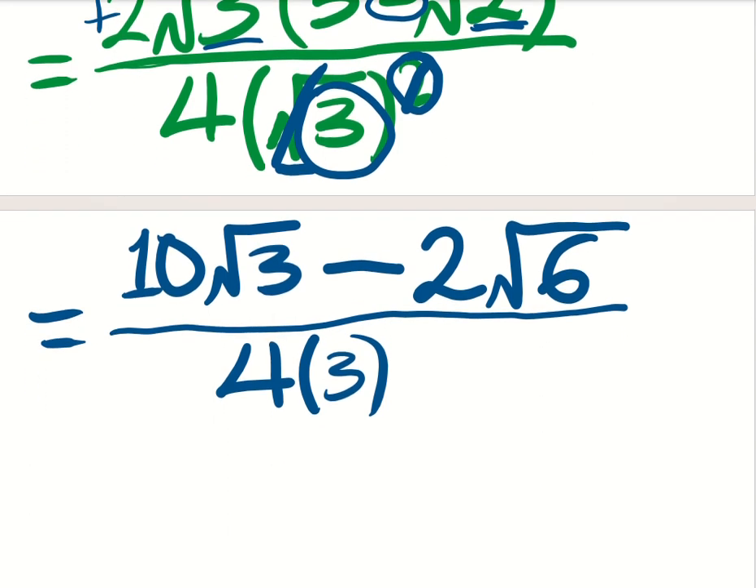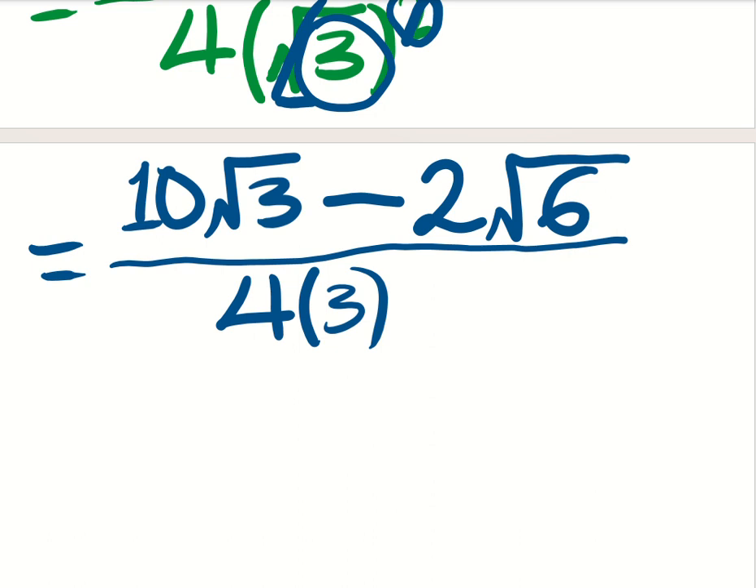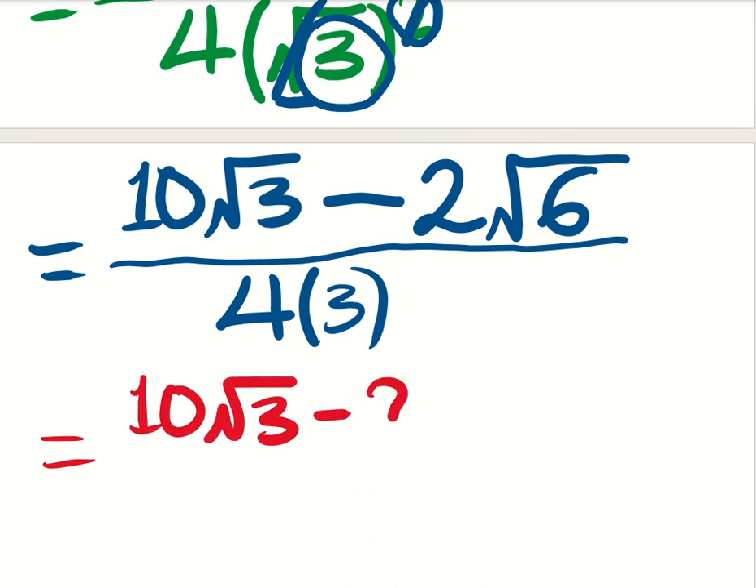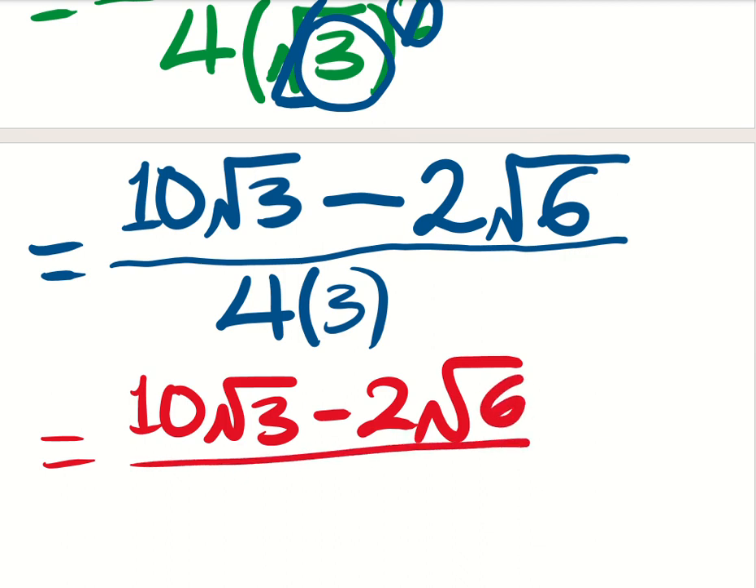Okay. Then next we just have to times 4 by 3, right? So it will go like this. I'm going to write equal to, then we have 10 the square root of 3 minus 2 the square root of 6. Okay, then we write over what? Over 4 times 3. 4 times 3 is 12, so it's going to be over 12.